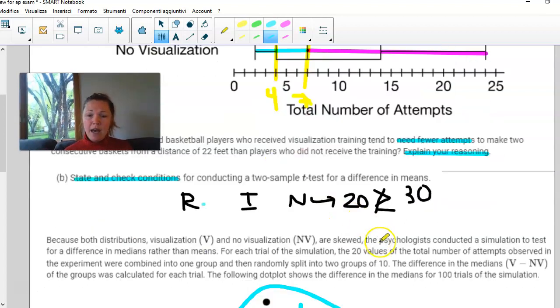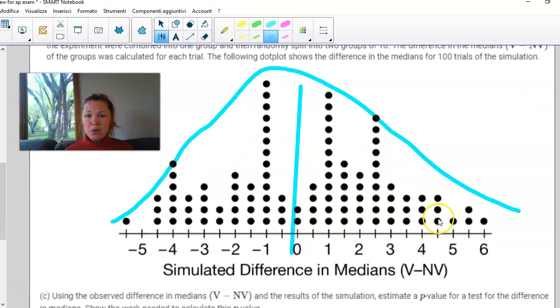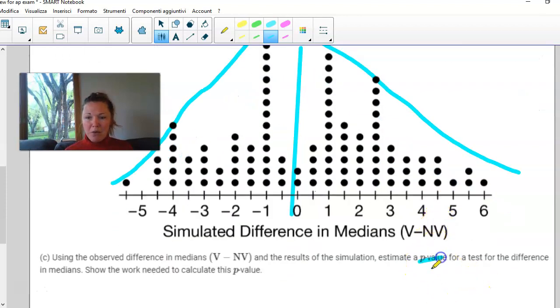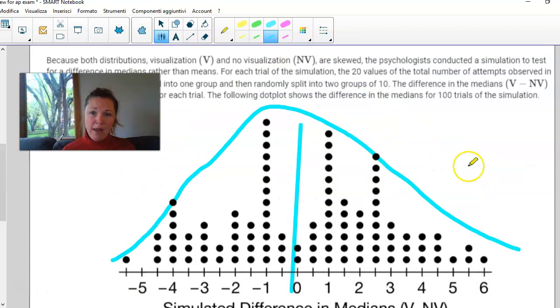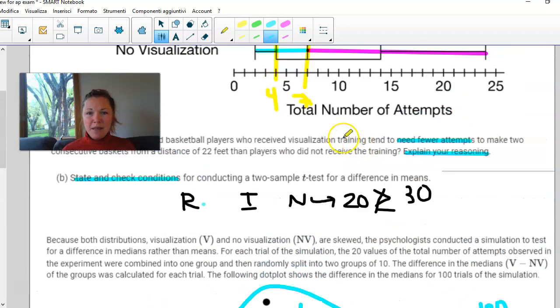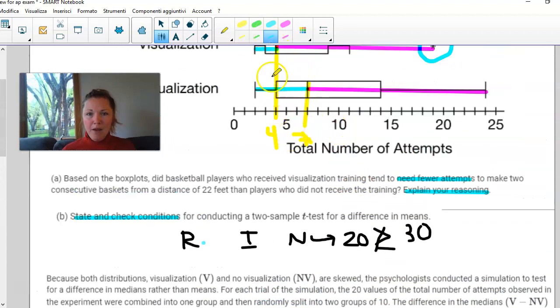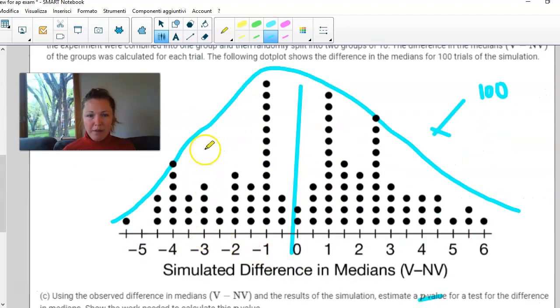I need to come up with some sort of p-value, which means a probability. I'm not doing a z-score or a t-score because I'm dealing with medians, but I do have a simulation. I have 100 dots here. And I have a statistic, something that happened: 4 minus 7, which gives us -3. That's right here.